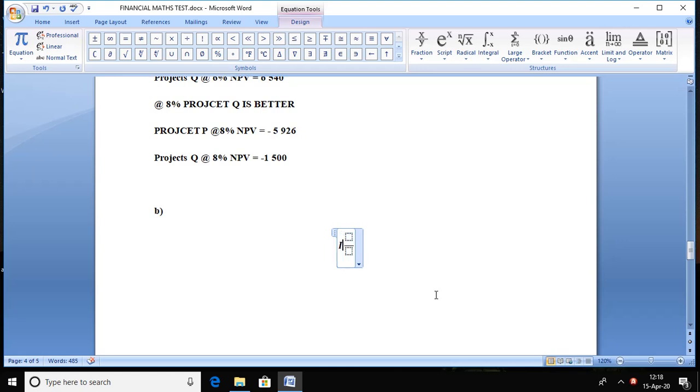So the internal rate of return is equal to A% plus open brackets A divided by A minus B. Then we have B rate, B%, minus A%, close brackets, and close the other brackets. Everything you calculate there must end up as a percentage.